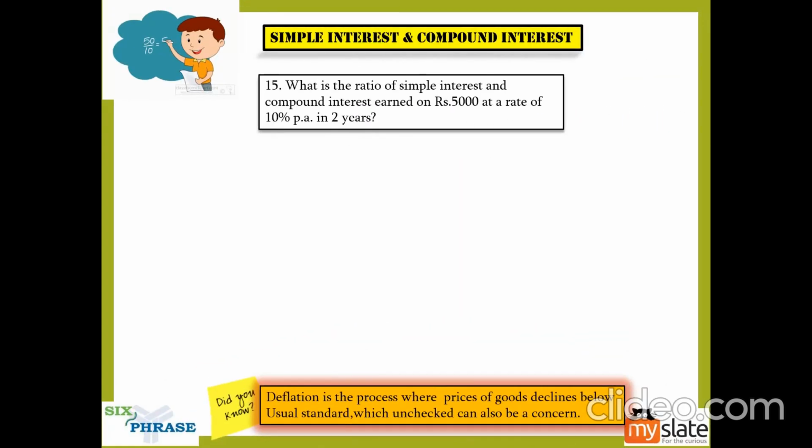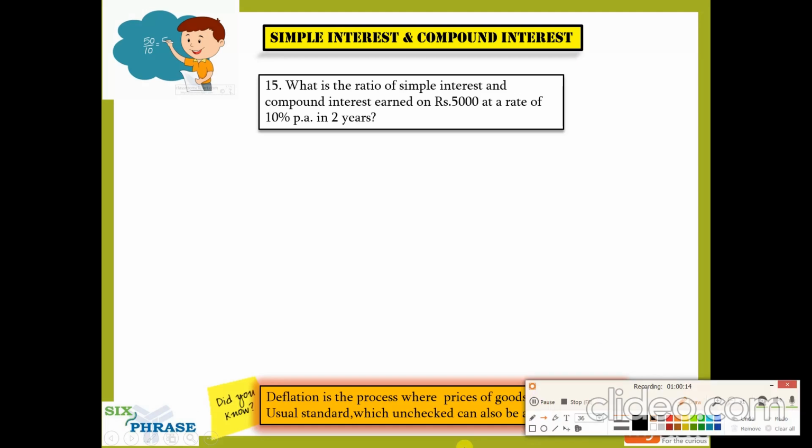What is the ratio of simple interest and compound interest earned on rupees 5,000 at a rate of 10 percentage per annum in 2 years? So you just have to find the ratio of simple interest and compound interest, guys. It is very easy once you know how to do it with the formula. Without the formula itself you can do it. So what is given is 5,000 principal, the rate of interest 10 percentage PA, and the time period, which is 2 years.